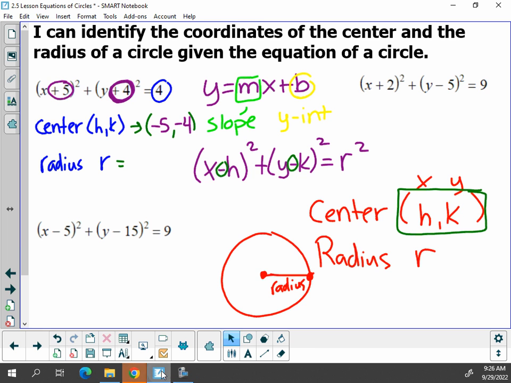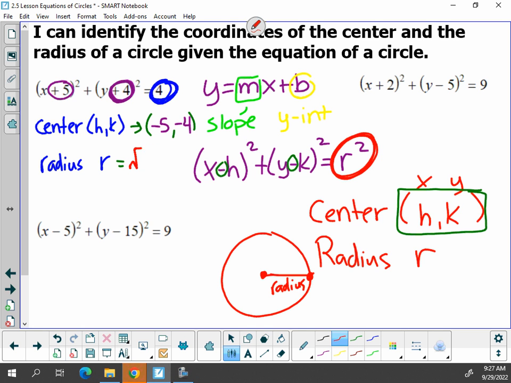And so our radius should come from the right side of this equation. The right side of the equation in my original equation is r squared, the radius squared. So I need to square root the right side of my equation to get r. So I'm going to square root 4, and you can do that in your calculator, or if you know the square root of 4 is 2, you can find that the radius is 2. So we have the center and the radius.